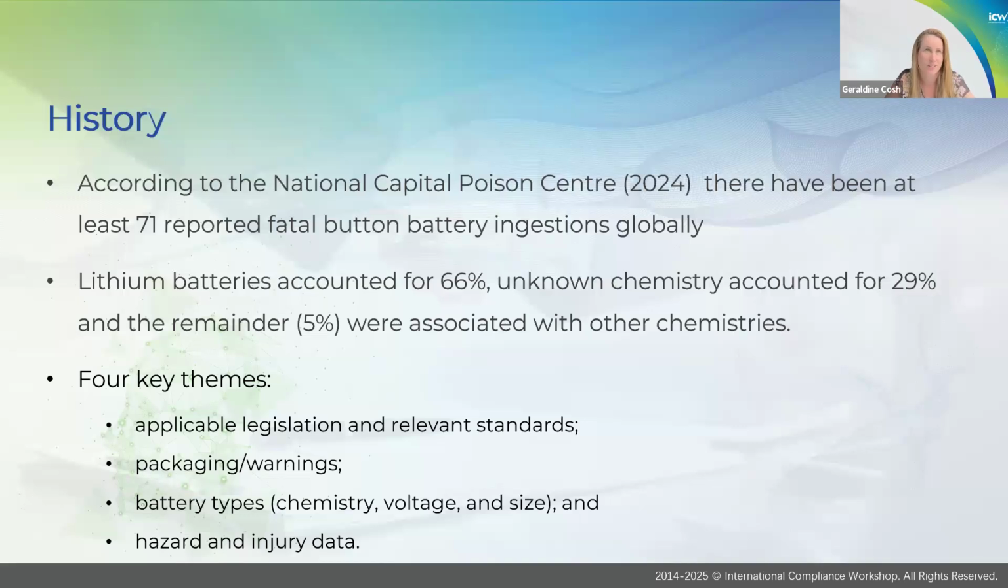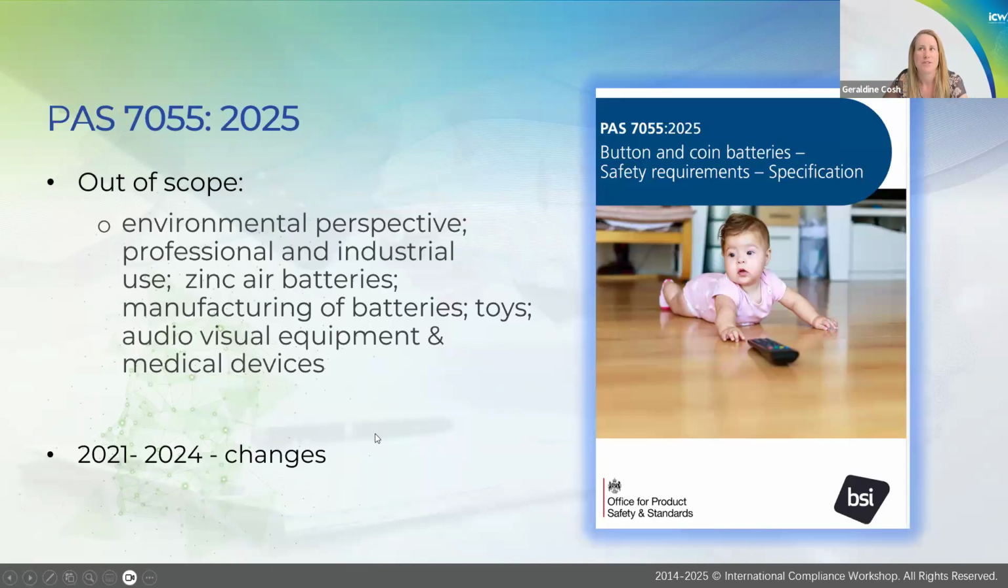It's a great question. If you go to the National Capital Poison Centre data, or you search on your internet browser fatalities associated with button or coin batteries, that should come up, and you'll be able to see the data line by line. You can see the specific data. Great questions. Okay, so this is the PAS 7055, which was recently updated.